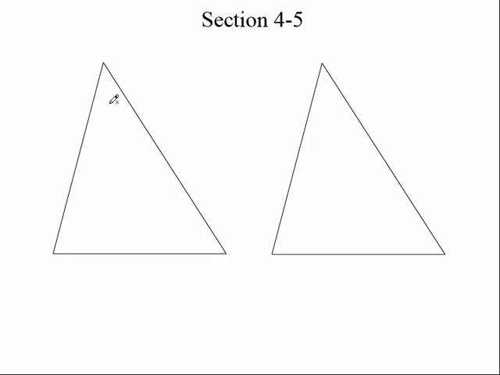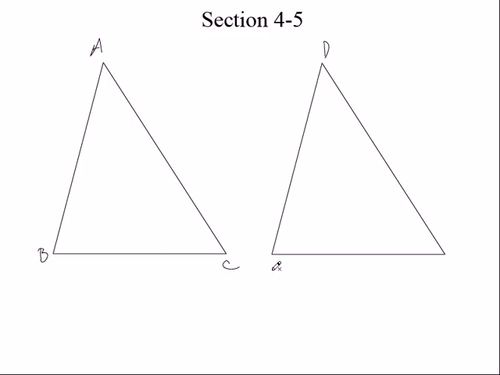All right, section 4.5. We're still dealing with triangles. Let's label this. Let's call this ABC. Let's call this DEF. All right. Now we've learned two ways. Just review real quick. Yesterday we learned two ways to prove triangles congruent.